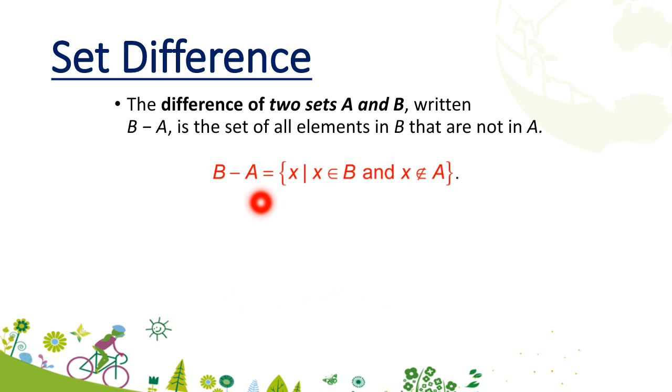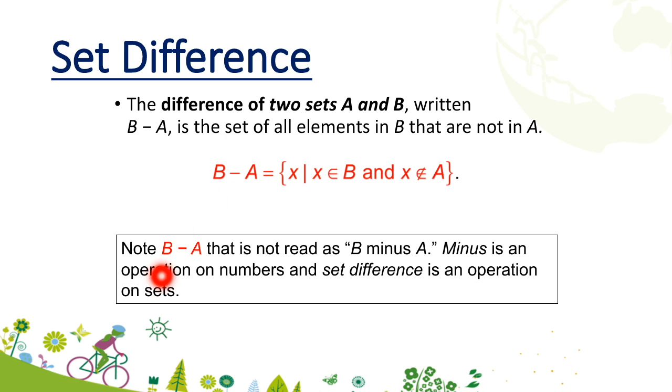Okay students, the next one is the set difference. The difference of two sets A and B, written as B difference A, is the set of all elements that are present in B and not in A. Mathematically it will be written as {x such that x belongs to B and x does not belong to A}.